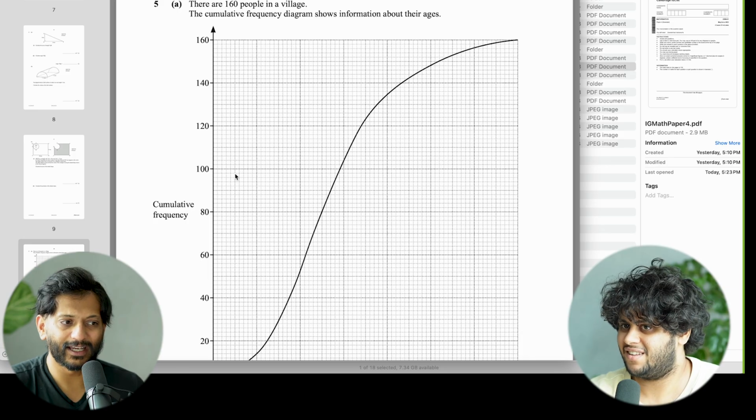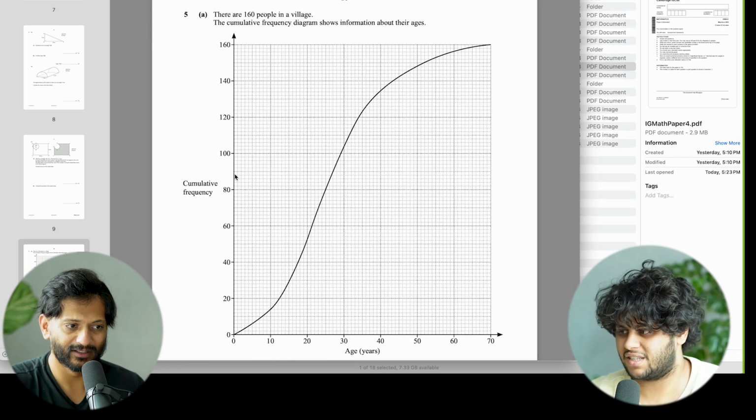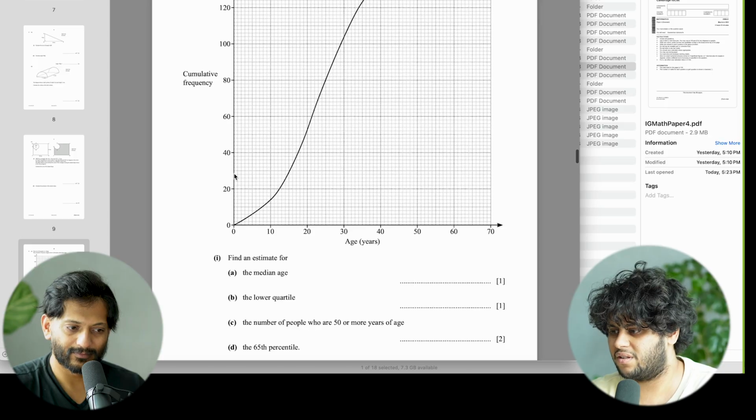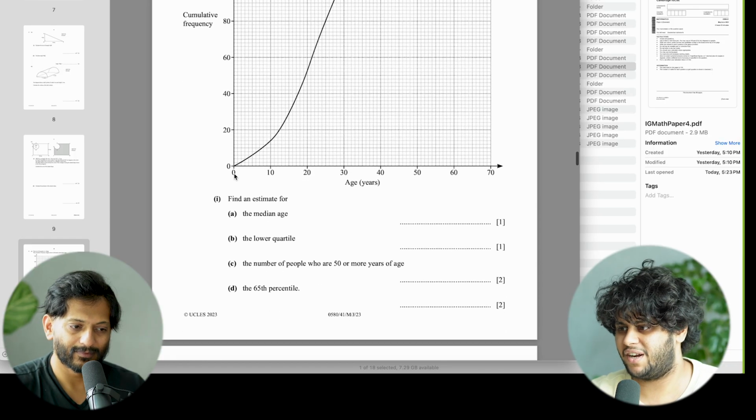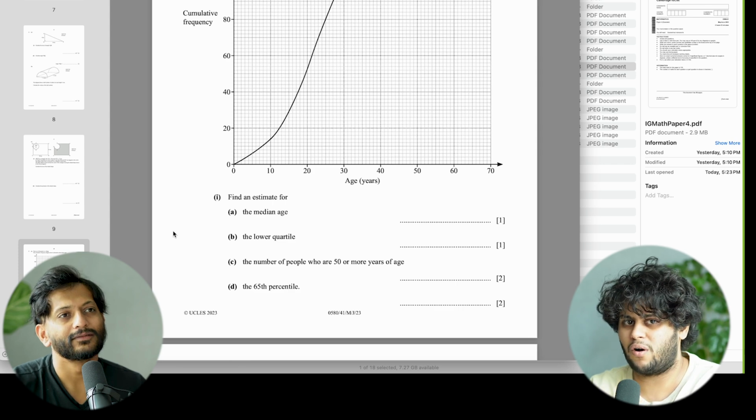Now we are looking at the IGCSE paper. Very similar graph to what we saw before. Similar question. But if you look at the questions that are asked about this, it will just be calculate the median age or the lower quartile and just write a value. It's no longer compare something.